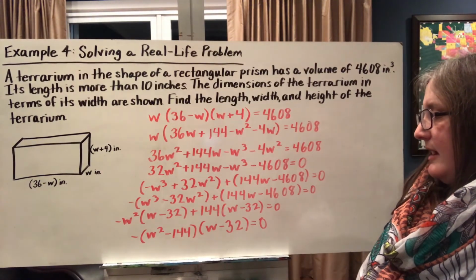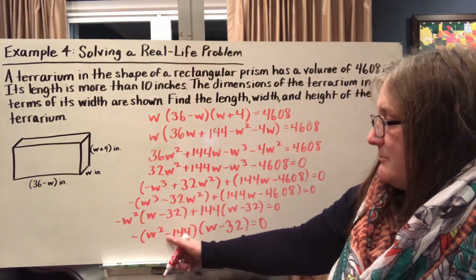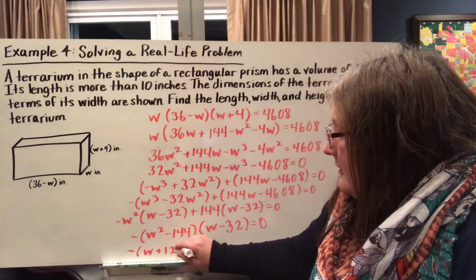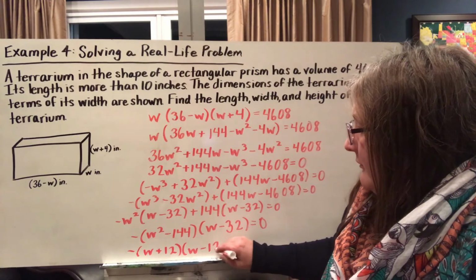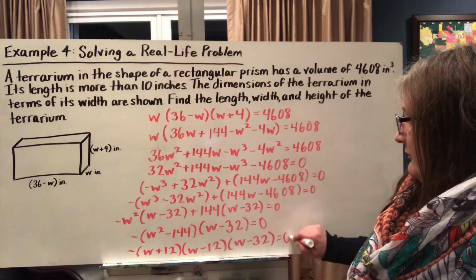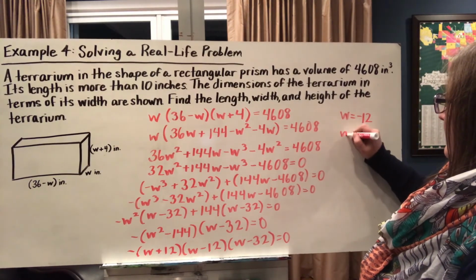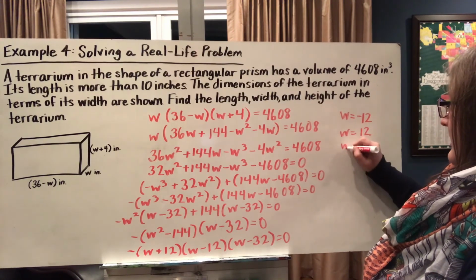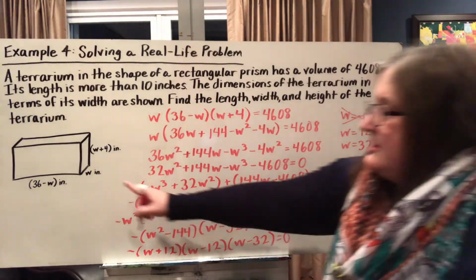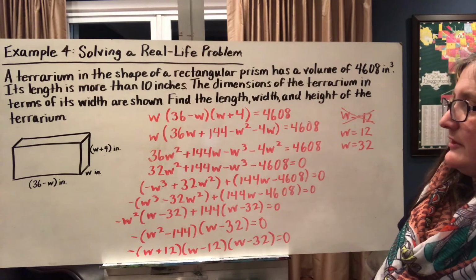So in this case, this one can be factored a little bit more. It's the w squared minus 12 squared. So this one can actually be written as w plus 12, w minus 12, and I have w minus 32. So possibilities for w include negative 12, 12, and 32. Well, automatically the negative is not going to work. I'm not going to be able to have a negative width. So that one's out. They also told us that the length is more than 10 inches.